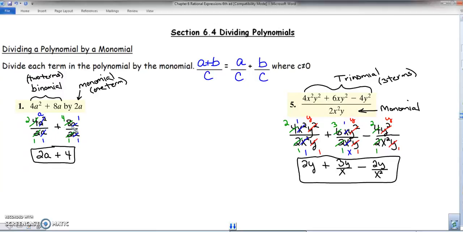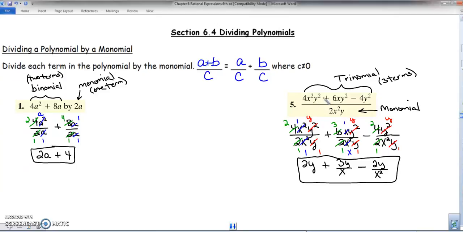And so we have each term written over the 2a. We then cancel. 2 goes into itself once and into 4 twice. Canceling one of these a's with one of these leaves an extra a on top. And then over here doing the same. We end up with 2a plus 4 as our final answer.